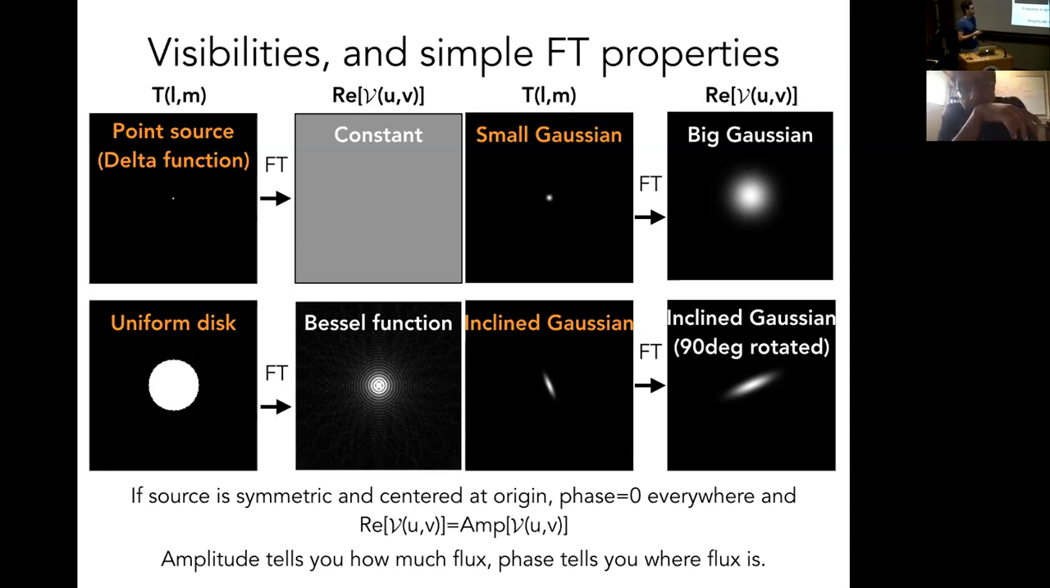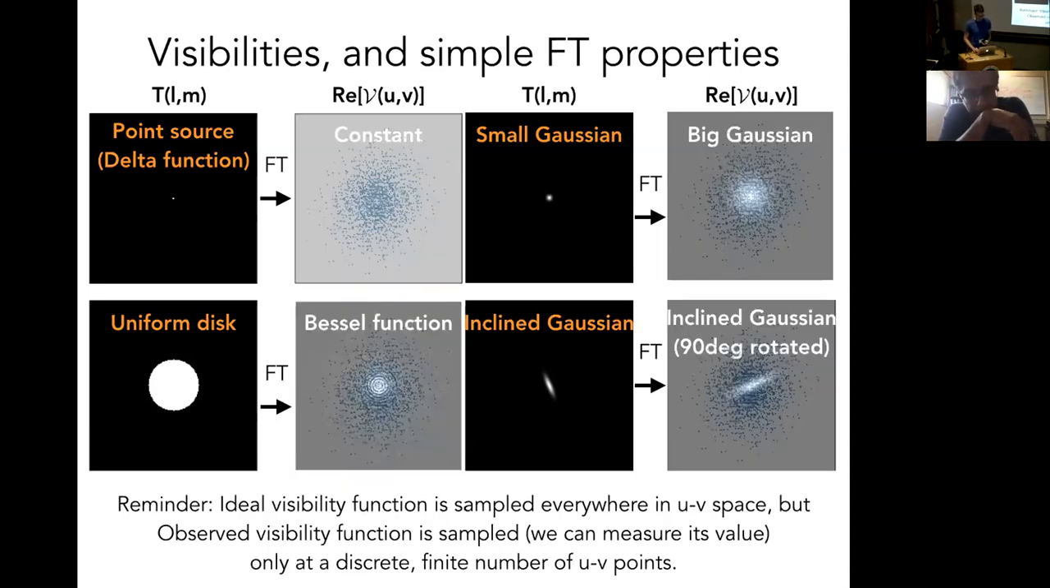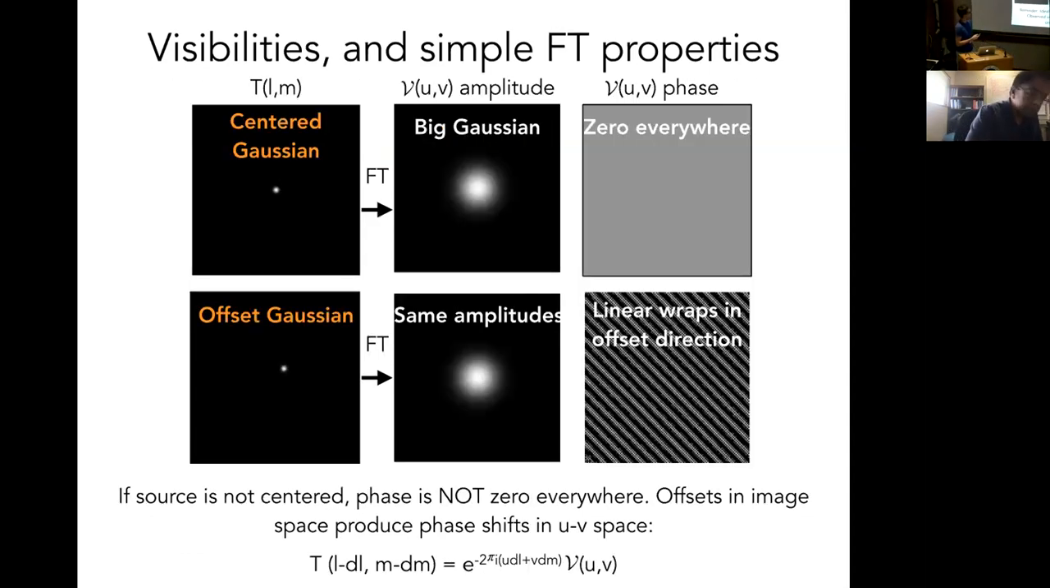So the amplitude tells you how much flux there is, and the phase tells you where the flux is in the image, as you've heard before. Now, just a reminder that we have a UV coverage. So this ideal perfect visibility function, we are sampling it at discrete points in UV space. It's as if you go to this point and ask, what's the value of that 2D function at this point? Okay, so we have a sampled visibility function.